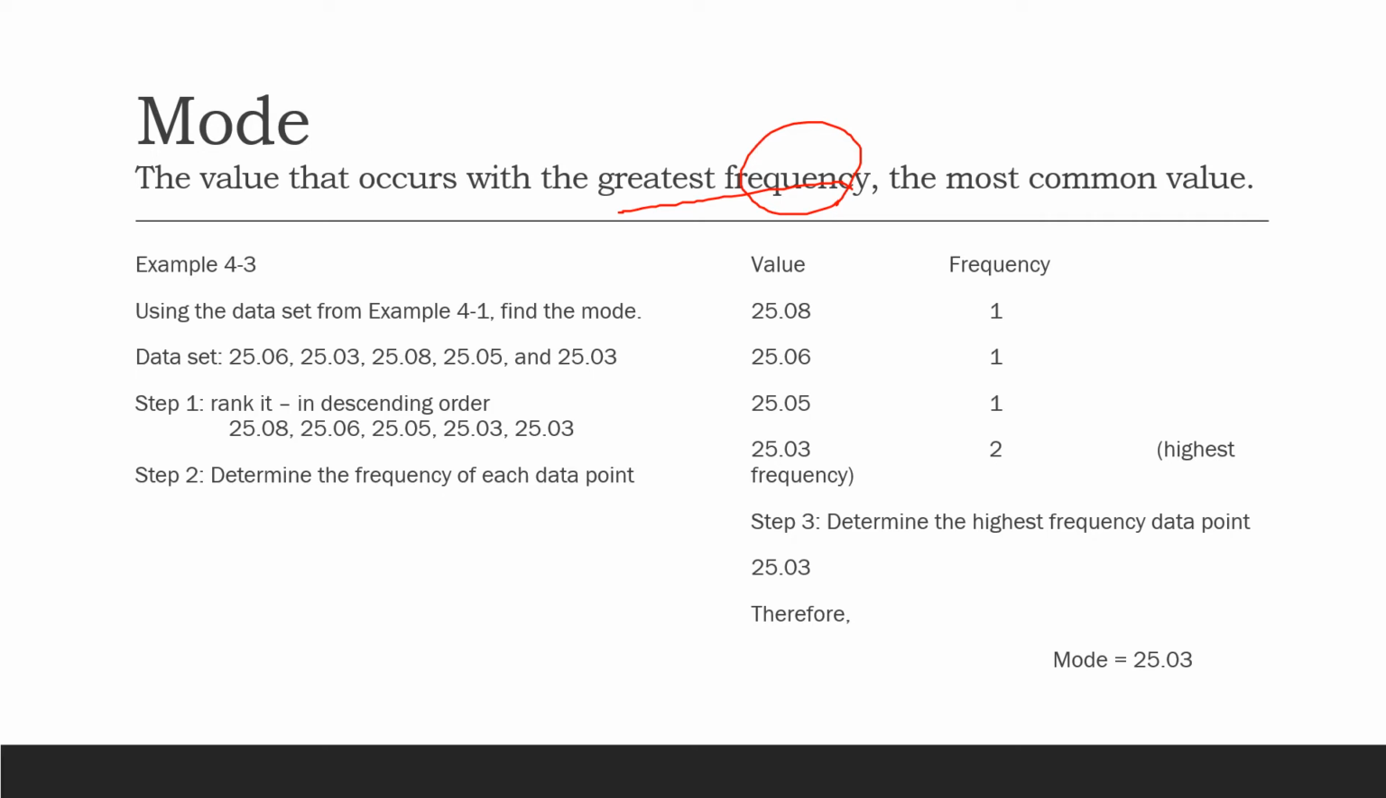So using the data, we have 5 of them. We're going to rank it. Rank down or rank up, doesn't really matter. After we rank it, we're going to look at the frequency. So 25.08 is only 1, 25.06 is 1, 25.05 is 1, 25.03 is 2. One time, one time, one time, 2 times repeated. So that's the highest frequency. Therefore mode is 25.03. Okay, here we go. So let's erase this.